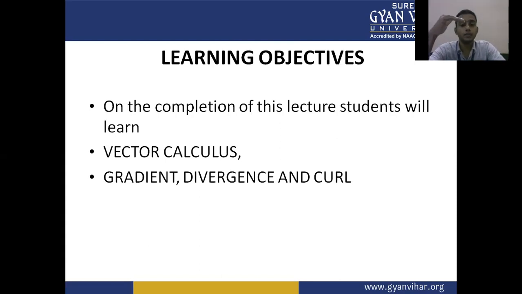The learning objective of this lecture is that on completion, students will learn vector calculus, gradient, divergence, and curl. They will be able to interpret the relationship between gradient, divergence, and curl. They will understand the basic concepts of divergence, curl, and gradient. They will also learn the physical interpretation as well as the properties of the gradient, divergence, and curl.